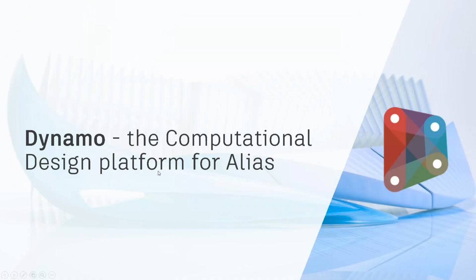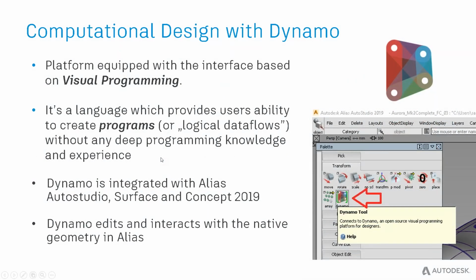So the tool which is working in the field of computational design is Dynamo. What is Dynamo? Dynamo is a platform, a separate software which runs on top of Alias and is based on visual programming. In this webinar, I'm going to show you a little bit how to do scripting. I'm going to prove that you can also become a programmer, okay? Anyone can become a programmer.